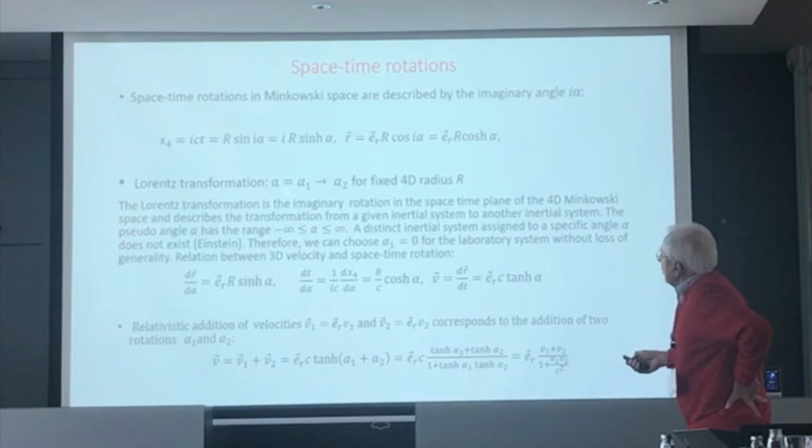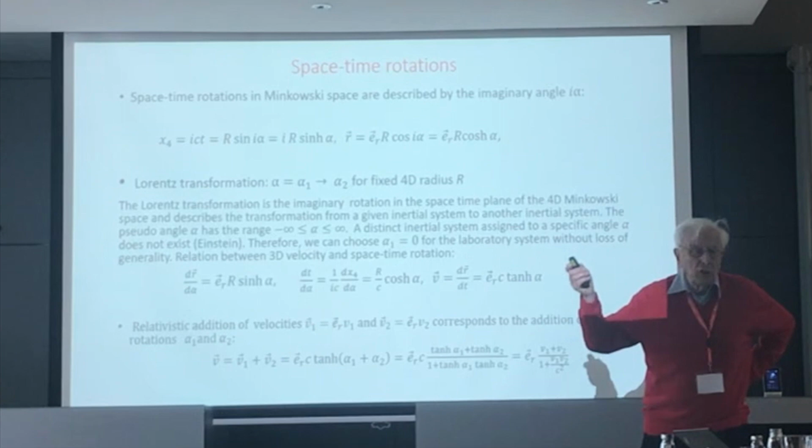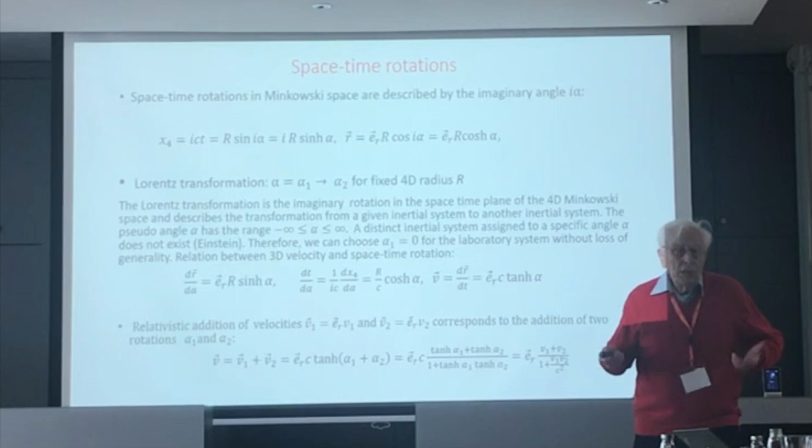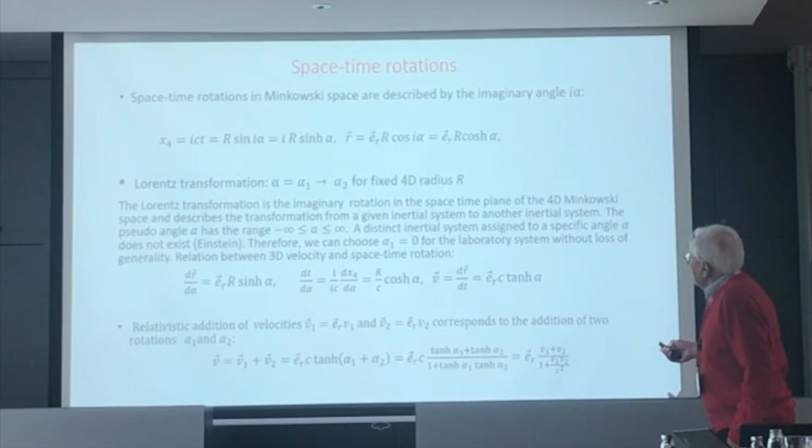Because that does not exist, because the alpha now runs from minus infinity to plus infinity. That means there is no distinct origin. But if you go from minus, that means that you can always put your initial angle to zero. But now you see the rotation is fixed. That you must keep in mind.